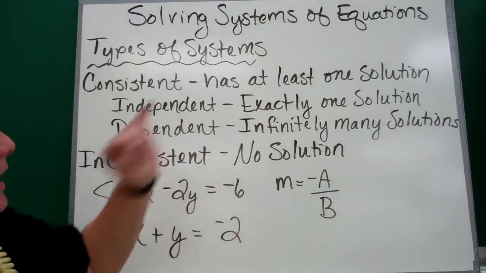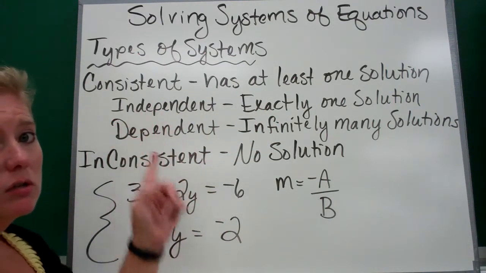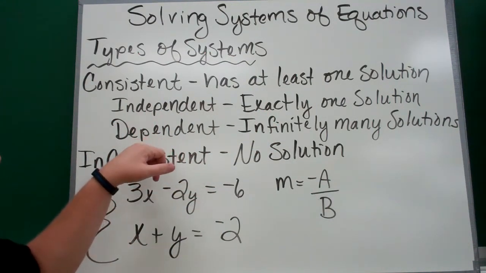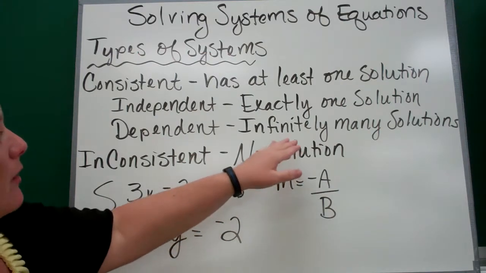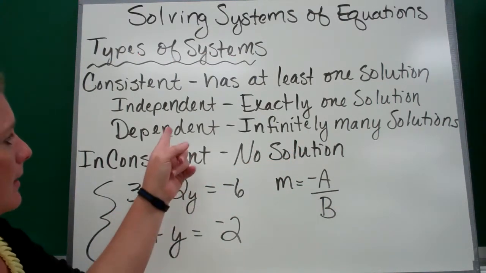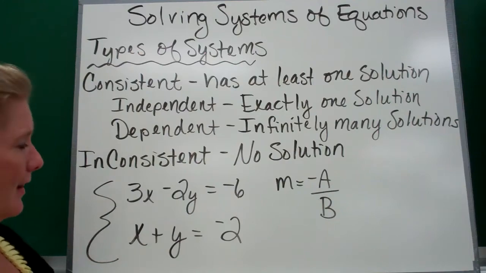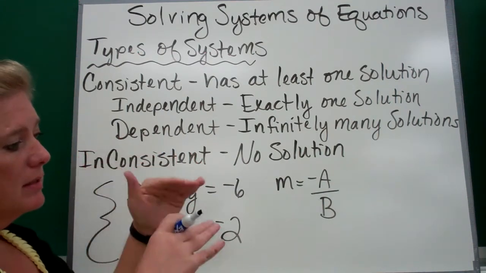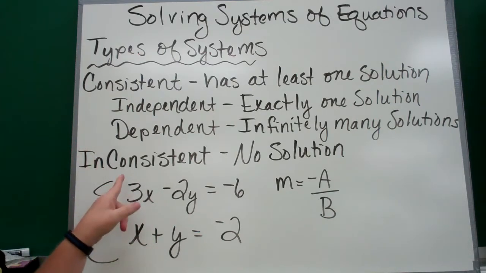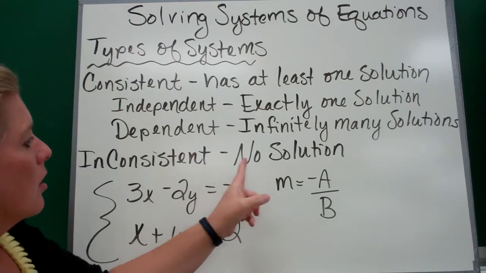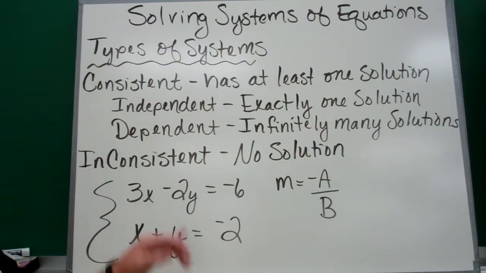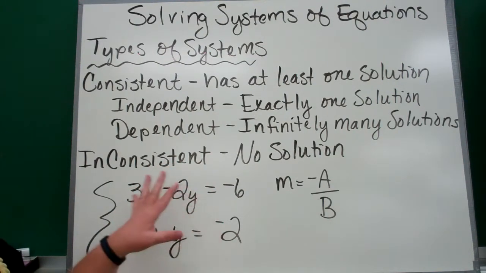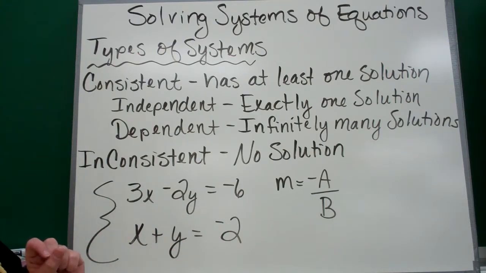Independent, where there is exactly one solution, and these are intersecting lines. And then dependent, which have infinitely many solutions, and these are coinciding lines, meaning two lines, two different equations, but the same exact line. Then we have inconsistent, which there are no solutions for. These are parallel lines.